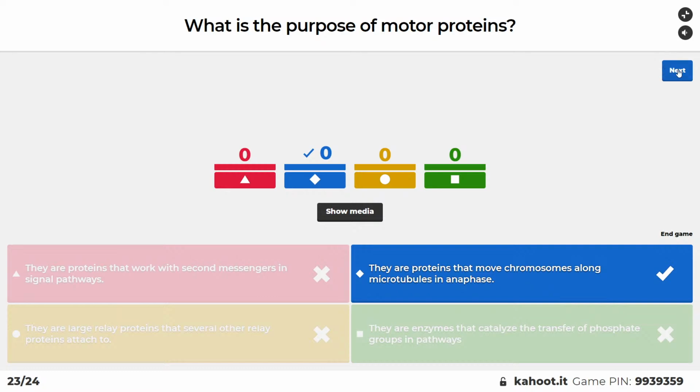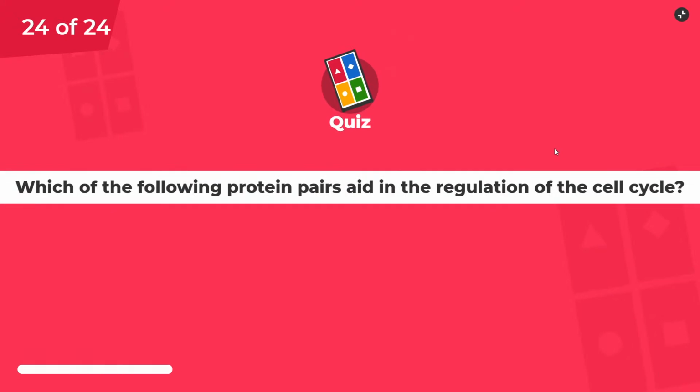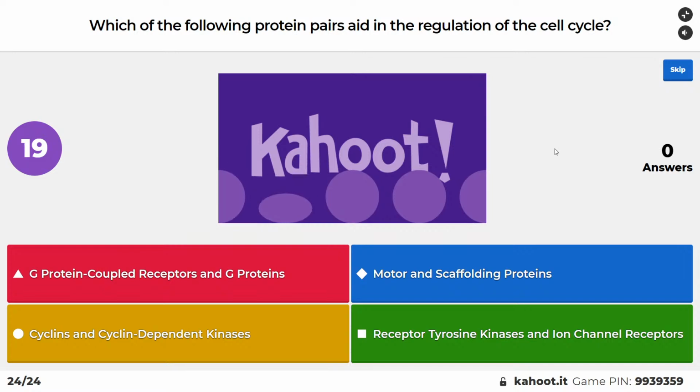All right, should we move on to the last question? Which of the following protein pairs aid in the regulation of the cell cycle?